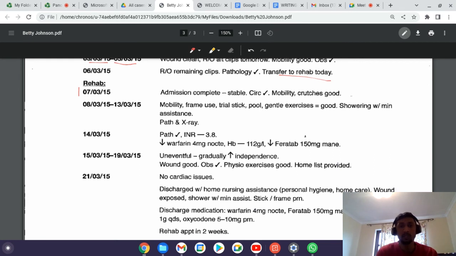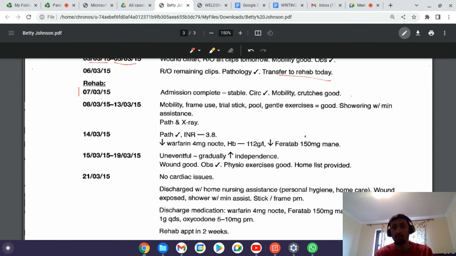All right. So again, pathology INR on 14.3. INR is 3.8. Warfarin is decreased to 4 milligram on nocte. What does it mean? Yes. Again, Ferritab is 150 milligram in the morning. Yes. Again, 15 to 19.